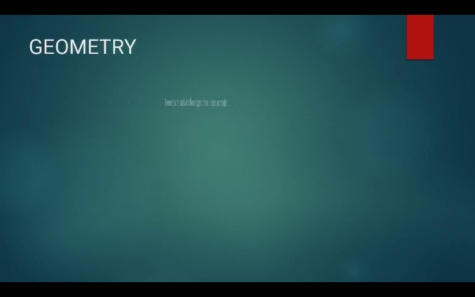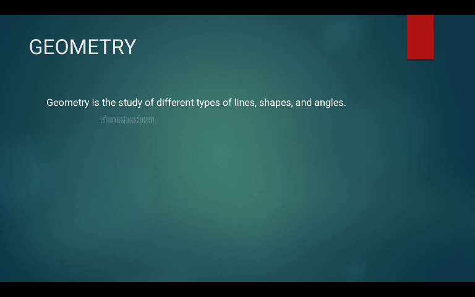Geometry. What do you mean by geometry? Geometry is a study of different types of lines, shapes and angles. You are going to see some different varieties in lines, shapes and angles. You all know what lines, shapes and angles are. You have come across them in 3rd standard and 2nd standard. Now we are going for the generalized chapter. So let's learn about some basics of geometry here.